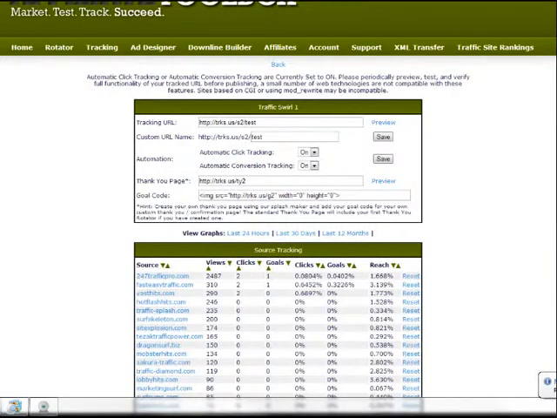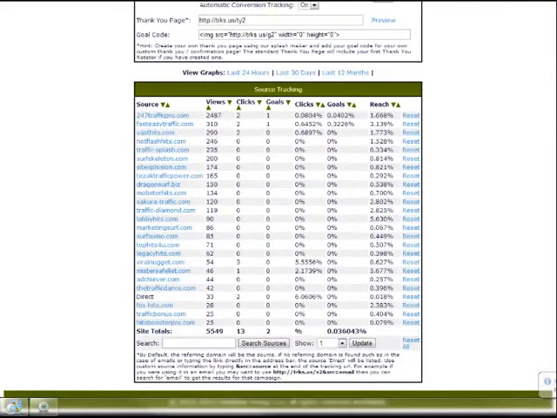Cool, and here we are at the meat and potatoes of the site, our source tracking. This is where we're going to view the results of all your advertising efforts so far. It's sorted by views when you first look at it. The ones that have had the most views are at the top, least at the bottom.